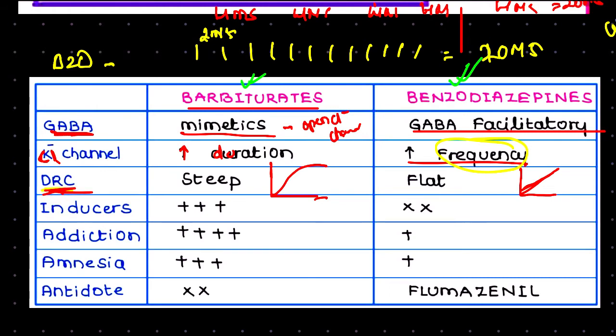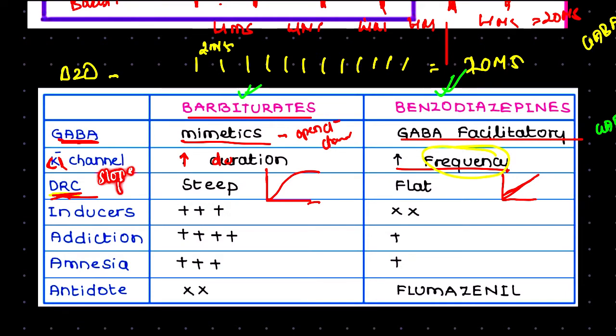Here we are talking about slope. And what does slope denote? S for slope and S for safety. Now in barbiturates we have a steep slope. That means with a slight increase in dose, the response will increase by a high amount. With a slight increase in dose, there will be a rapid response increase, and these drugs are unsafe.